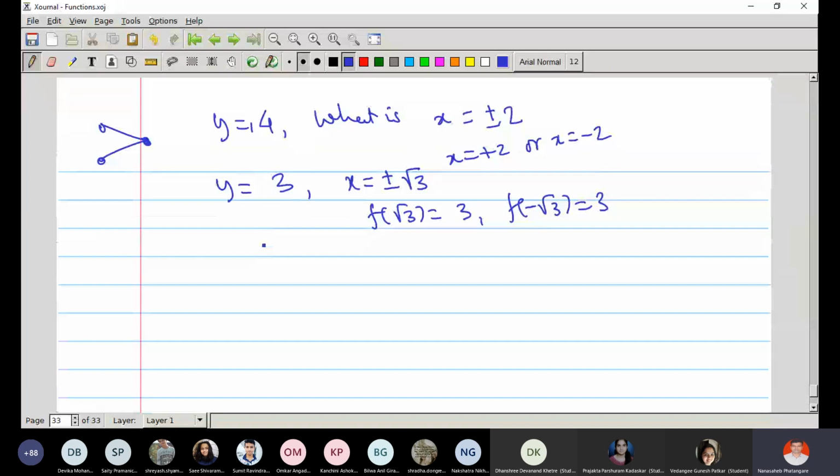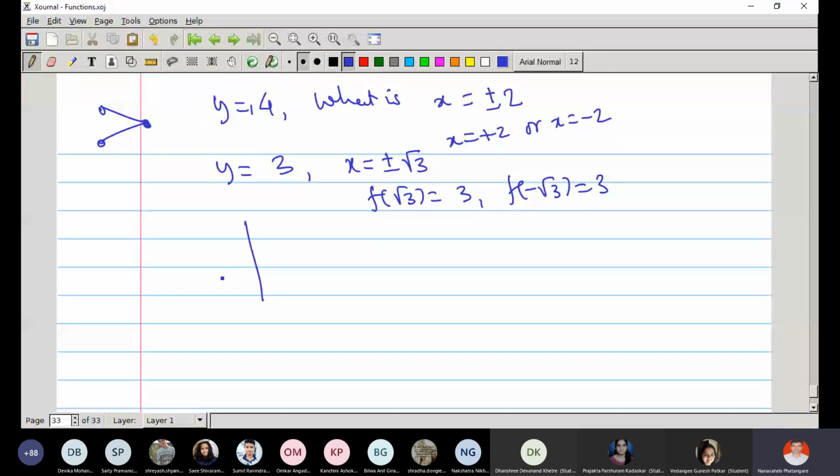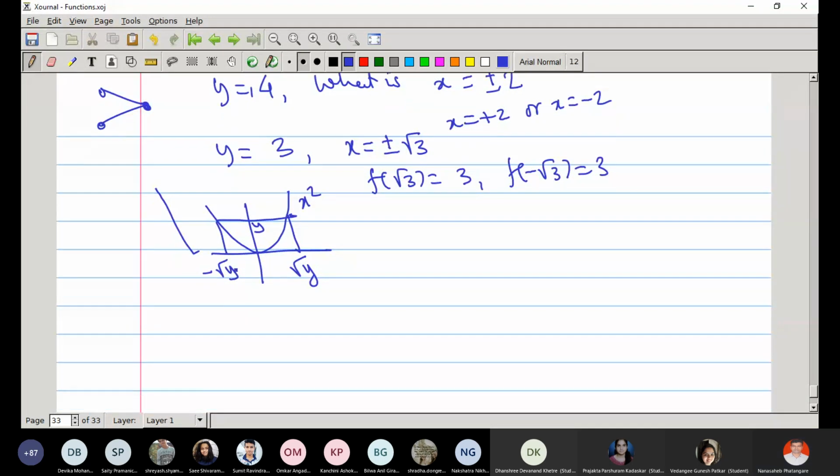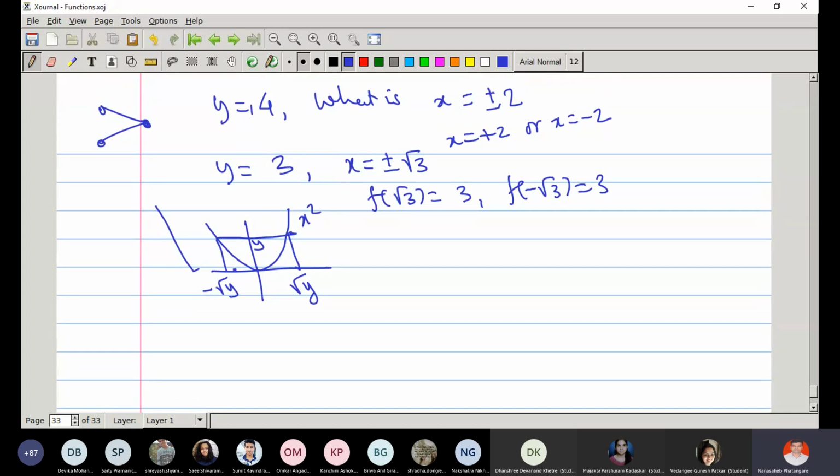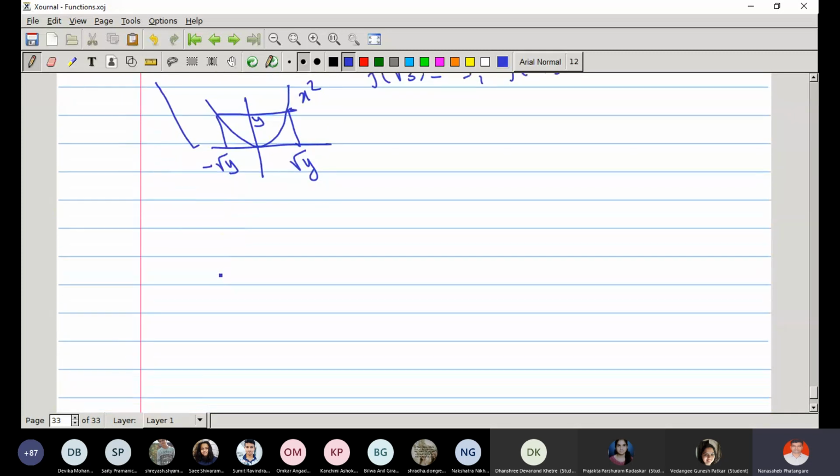Because if you look at the graph of x square, this is the graph of x square. If you choose any y, there are two preimages. What are the two preimages? Minus root y and plus root y. These are two preimages for any y, but that is not a problem because we are not saying a function should be 1-1.